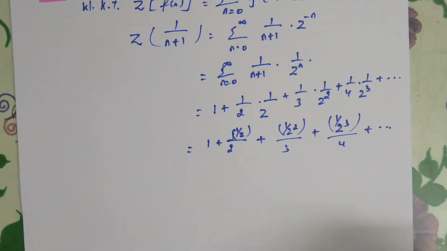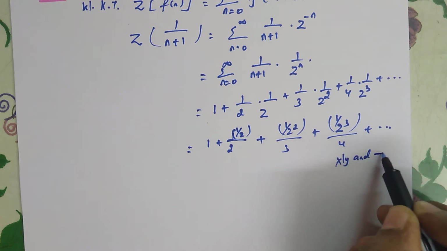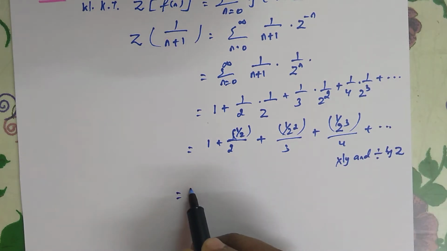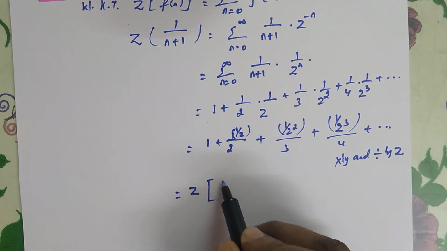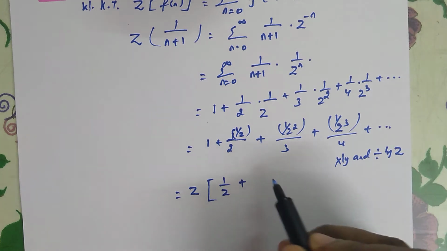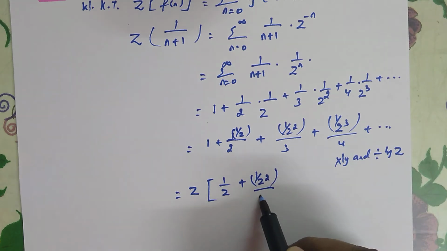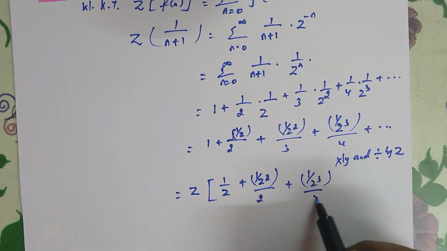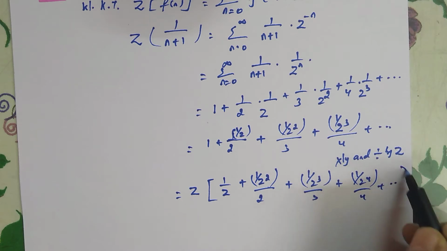Now we are going to multiply and divide by z. So multiplying means we can write z commonly outside. Now we are going to divide by z. So this 1 will become as 1 by z, and this 1 by z will become as 1 by z square. So 1 by z square by 2, and this 1 by z square will become as 1 by z cube by 3 plus 1 by z power 4 by 4 plus etc.